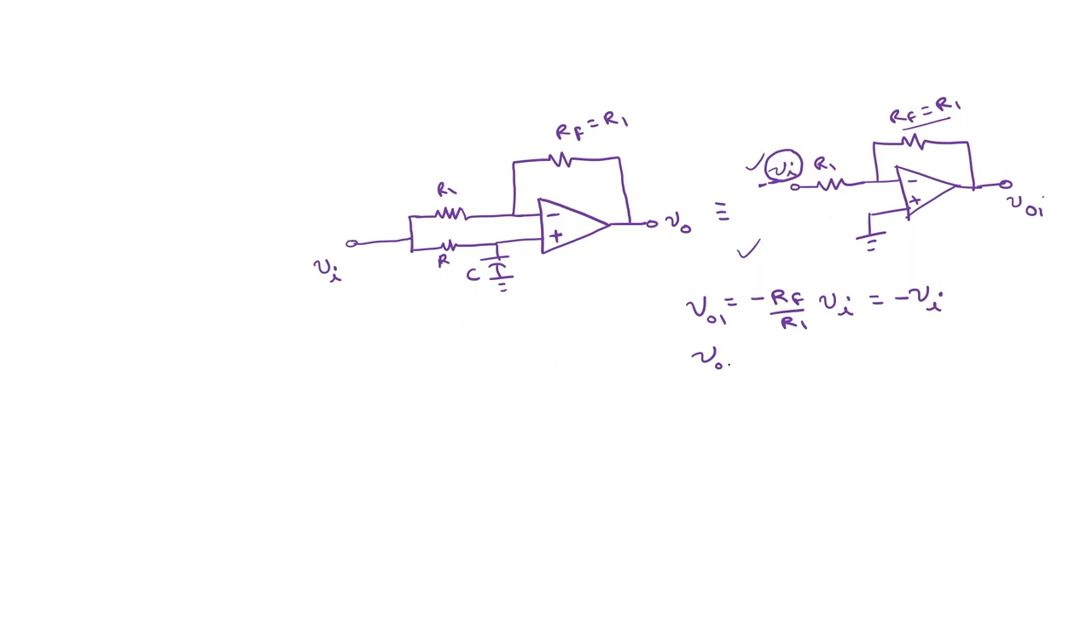Now due to the second input, if I call the output V02, what will be the equivalent circuit? This will be grounded. Now this will be grounded. This is V02. Rather here, this input will be there.